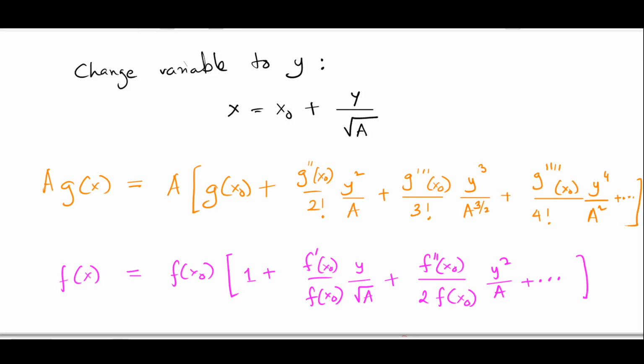With this expression for delta x, which is y by root a, we can expand out pieces of the integrand, a times g of x and f of x, in Taylor series. This Taylor series is going to look a bit intimidating at this stage, but note that if you were interested only in the lowest order or leading order terms, the actual calculation would be a lot easier than it seems by looking at these expressions.